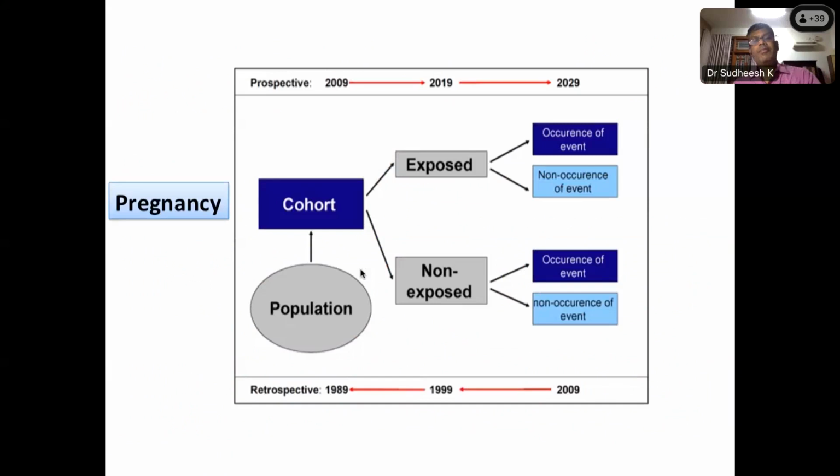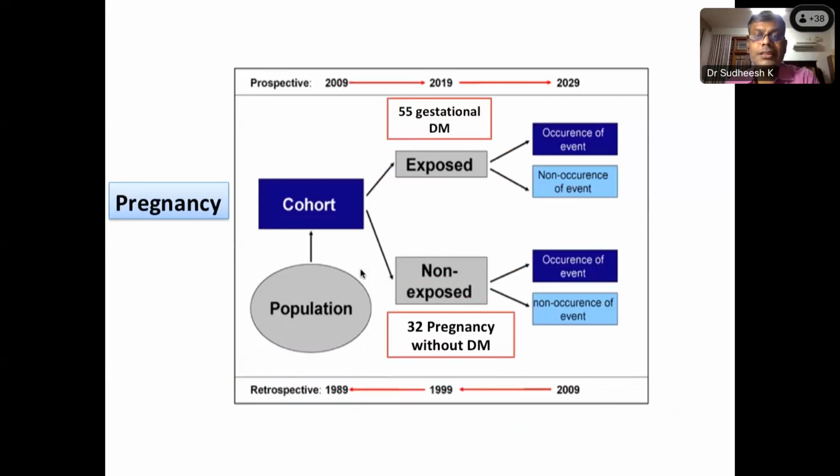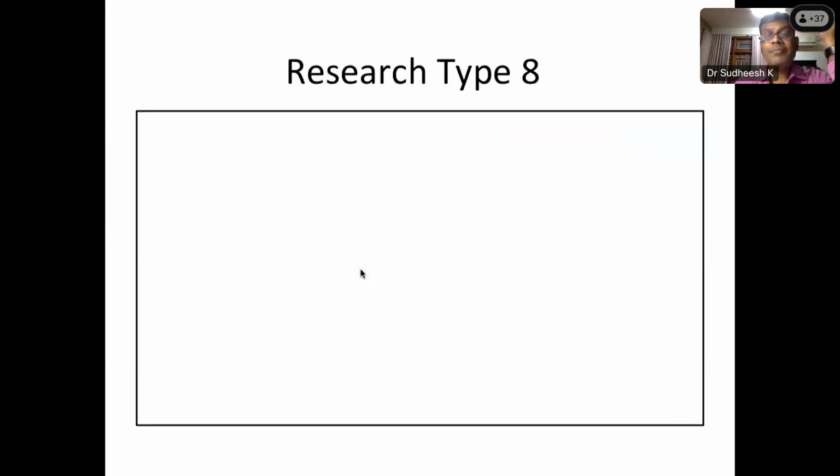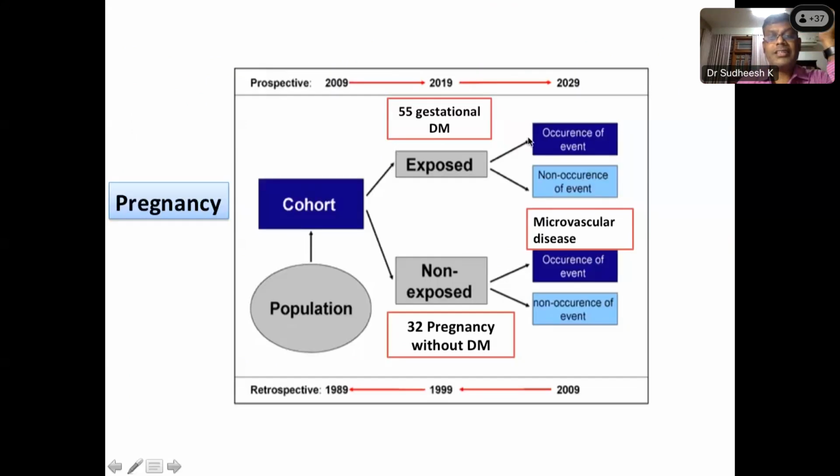As I said, here the pregnancy is the cohort of patients or the population, and those without diabetes mellitus are considered as non-exposed, and those with gestational diabetes are considered as exposed. Among them, the event is the microvascular disease. So you just see how many of them developed microvascular disease in the exposed group, and how many in the non-exposed group, and compare them. This kind of study is known as a prospective cohort study.